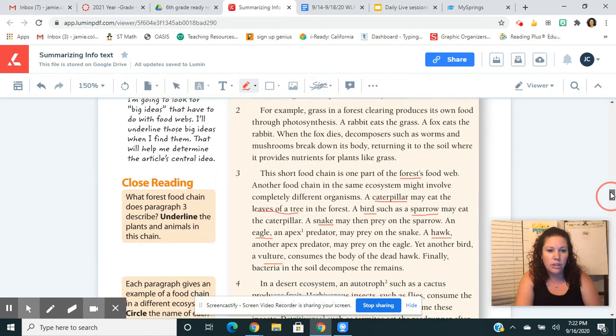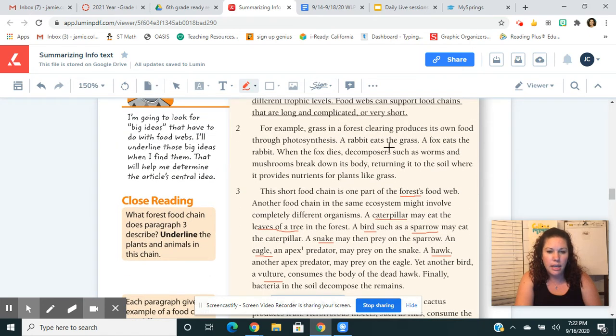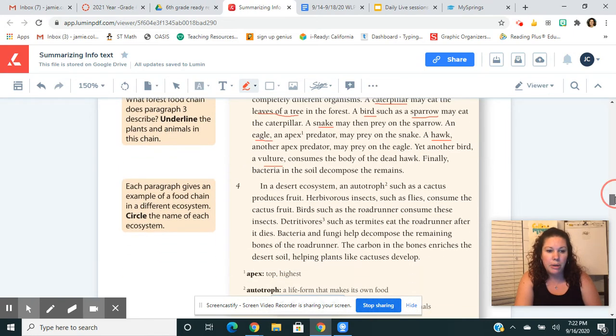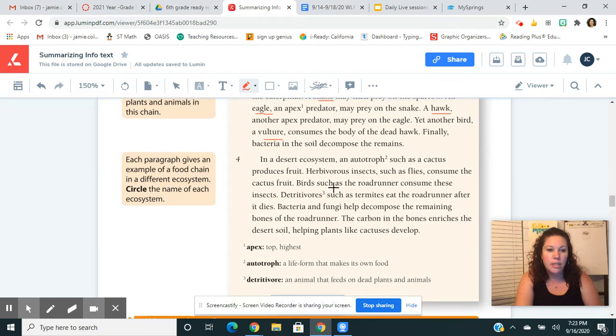Okay, so let's go back to the top here and let's see if we have an ecosystem here. So we've got the forest ecosystem here. I'm just kind of skimming right now. Let's look at the next paragraph. So we're still talking about the forest again. Another food chain in the same ecosystem. So because it says same, it's the same ecosystem. So we're talking about the forest. Let's go to paragraph 4. Oh, here's a different ecosystem. It says right there, this is the desert ecosystem. So I'm going to circle that.